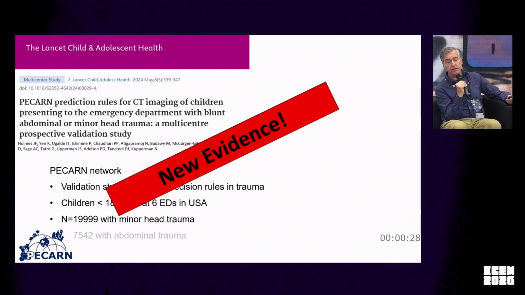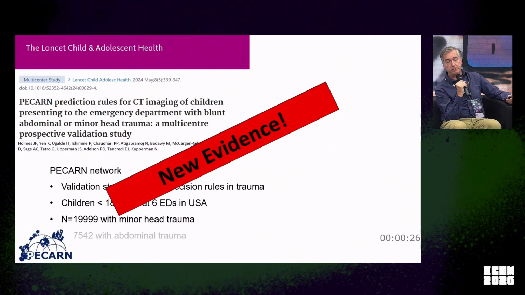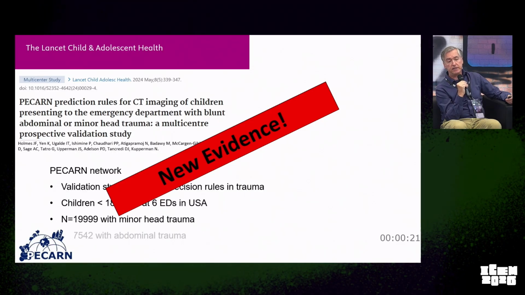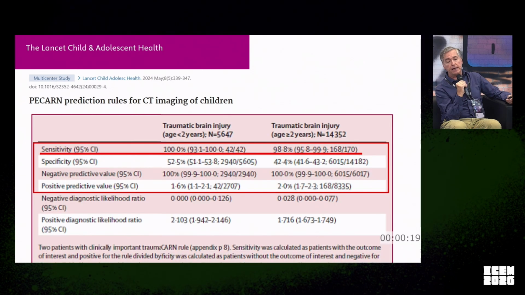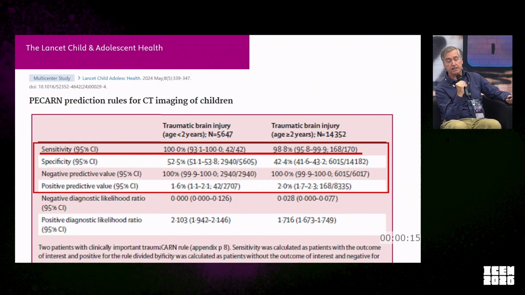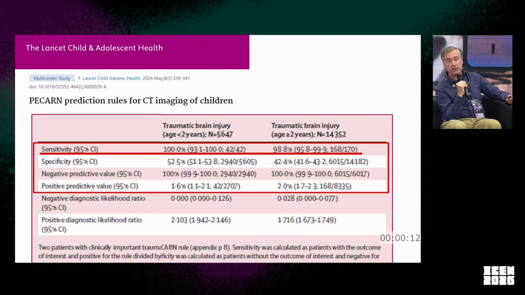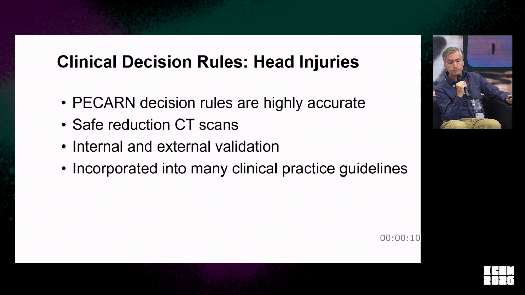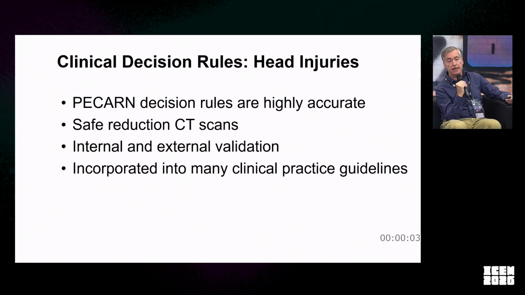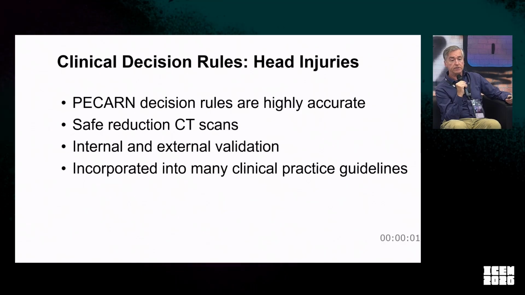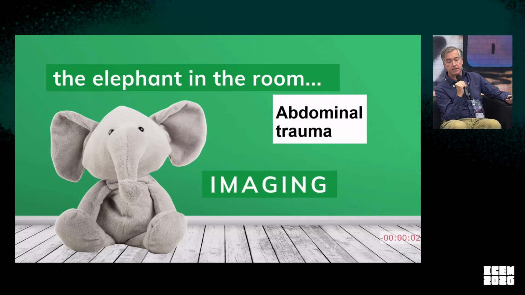The new evidence here is that the PECARN group undertook a validation study with a new data set, 20,000 children with minor head trauma, and they found that the sensitivity is between 99 and 100%. So these are just very solid rules. So the PECARN rules for head injuries are highly accurate. They lead to a safe reduction in CT scans, and they have undergone internal and external validation and have been incorporated into many clinical practice guidelines.